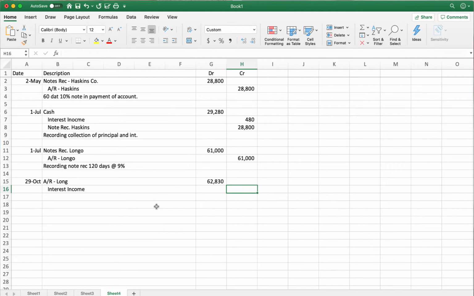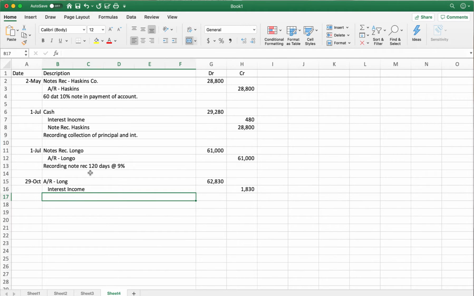It's an income account, right? Or it's a revenue account, interest revenue. So it's just like sales revenue or rent revenue. It increases with the credit. So how much? Well, that's easy to calculate, right? I already did it, but 61,000 times 0.09 times 120 over 360.